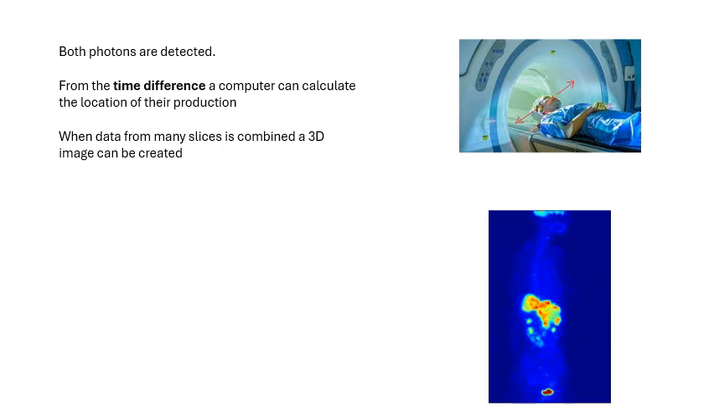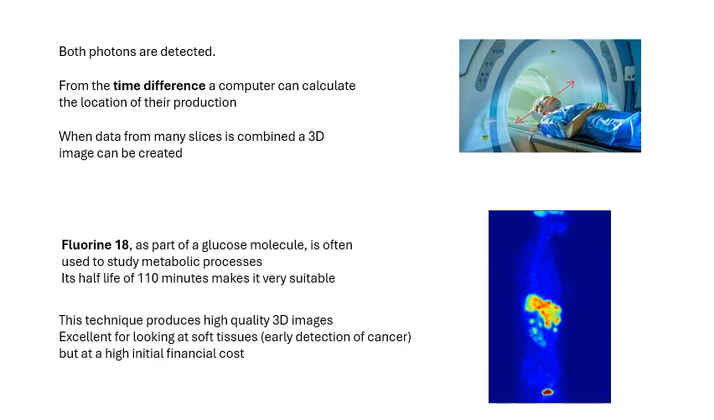And so you get lots and lots of information, again in slices, so it's tomography, and the computer can create a 3D image, like the one below. Fluorine-18 is apparently the most commonly used for PET scanning. You attach it to, for example, a glucose molecule, to study, again, places with lots of respiration. It's got a half-life of about 110 minutes, which makes it very suitable for this kind of thing.